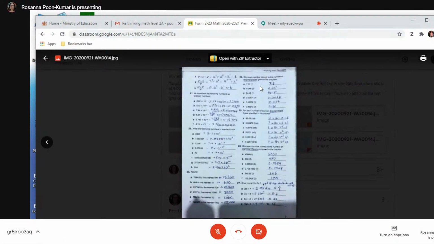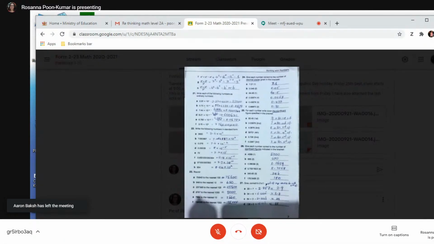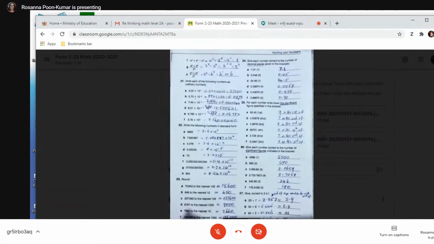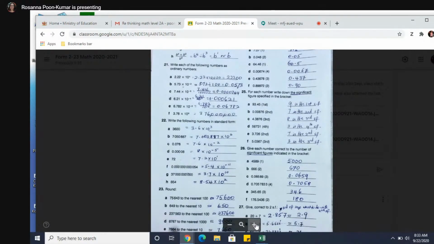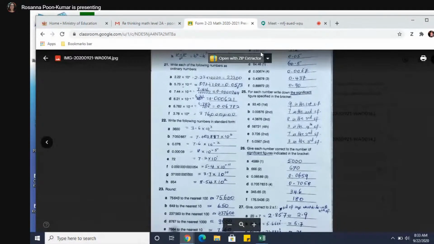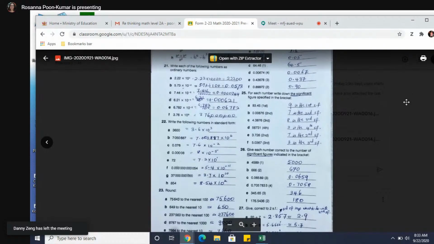All right, so I'll zoom in. Darius, you didn't check out your corrections. Okay, so 24A, 7.01. It asks you there, give each number correct to the number of decimal places given in the brackets. So 707 have 2 decimal places in it, right? Is that clear?